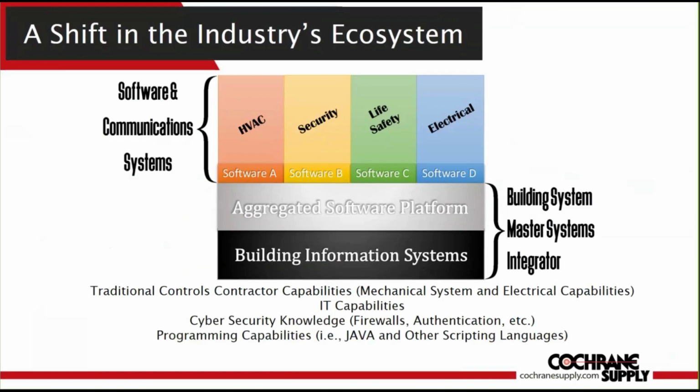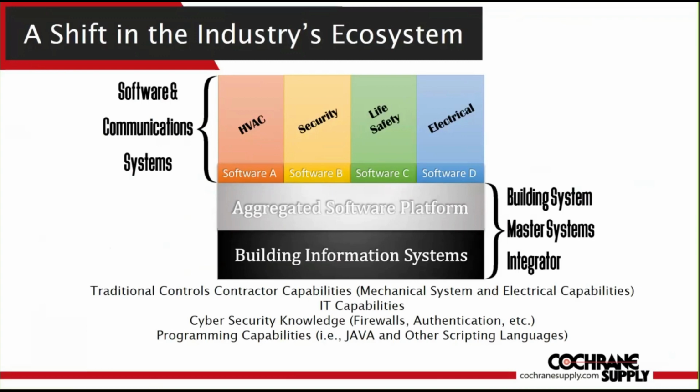Because after we started integrating these systems, we started connecting these systems to the internet, which introduced this entirely different set of skills that our typical controls contractor had to have, right? So the traditional controls contractor, their capabilities usually included mechanical system design or electrical capabilities. And as soon as you started connecting these systems to the internet, now all of a sudden a whole can of worms opened up and these guys had to have IT capabilities, right?